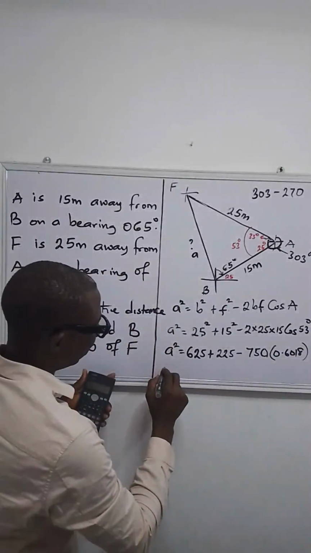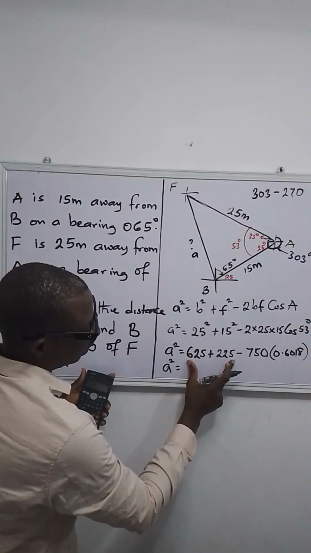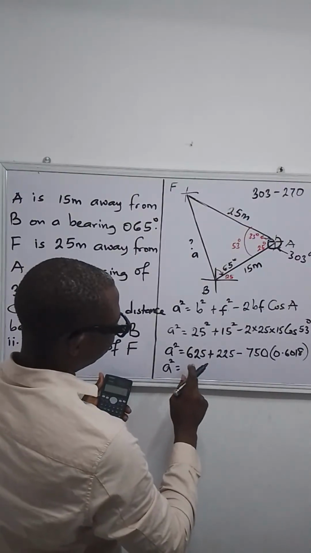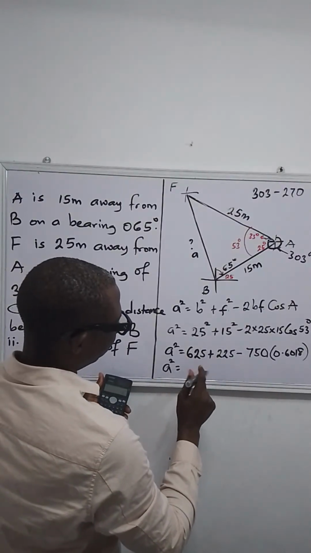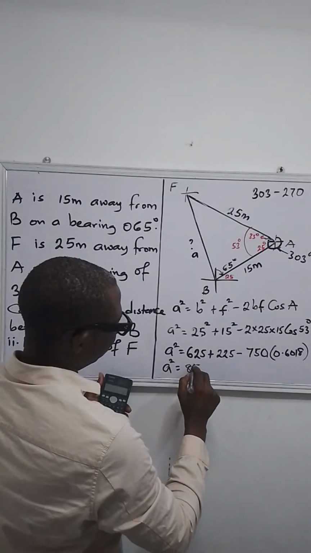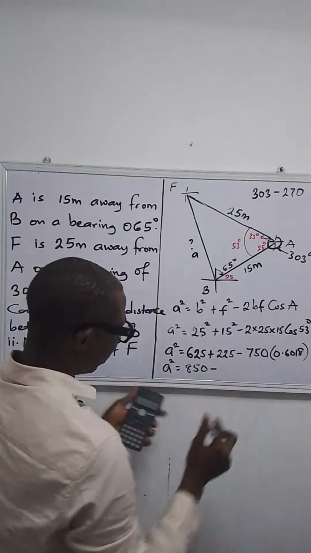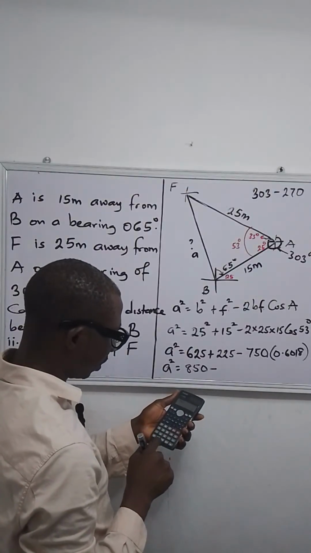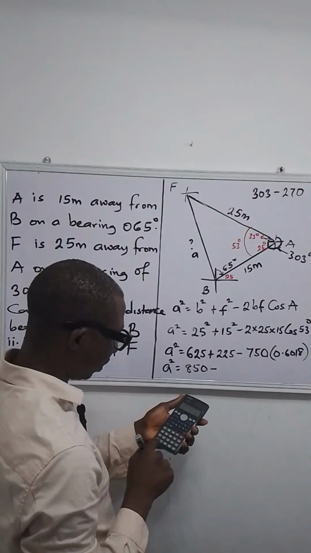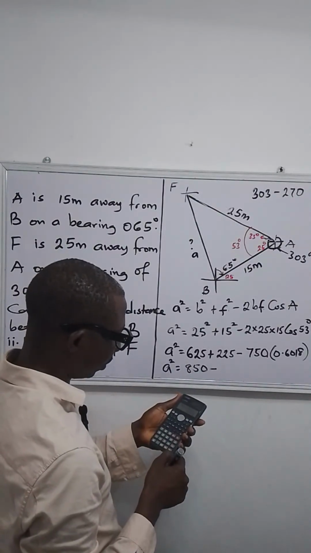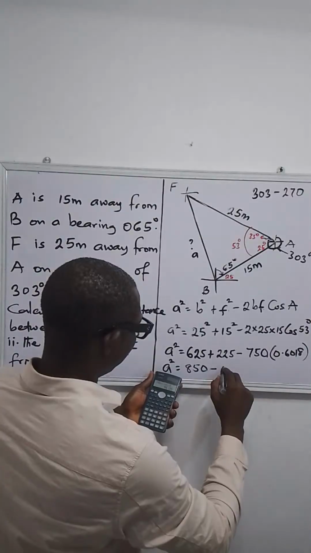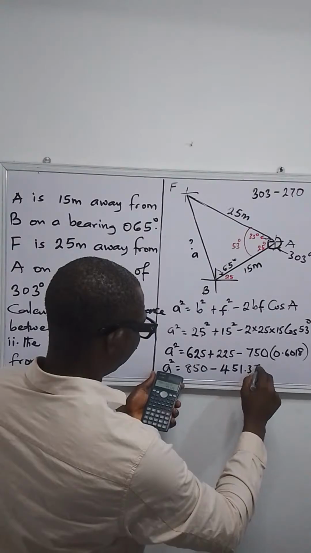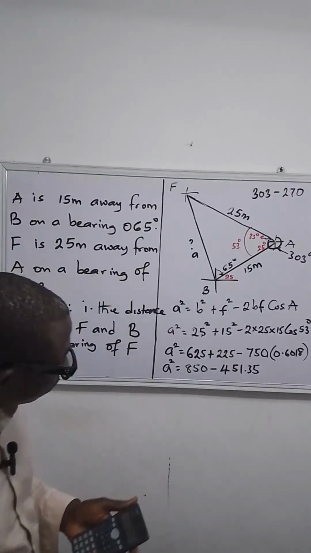All right, so we have A squared. Now let's add these together. When you add together, you have 850. Okay, now let's multiply these together. We have 750 times 0.6018. So this is 451.3.